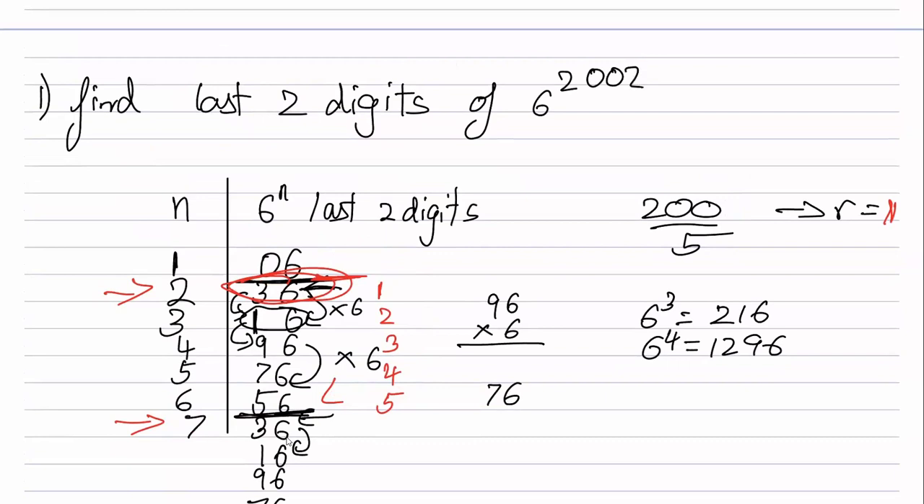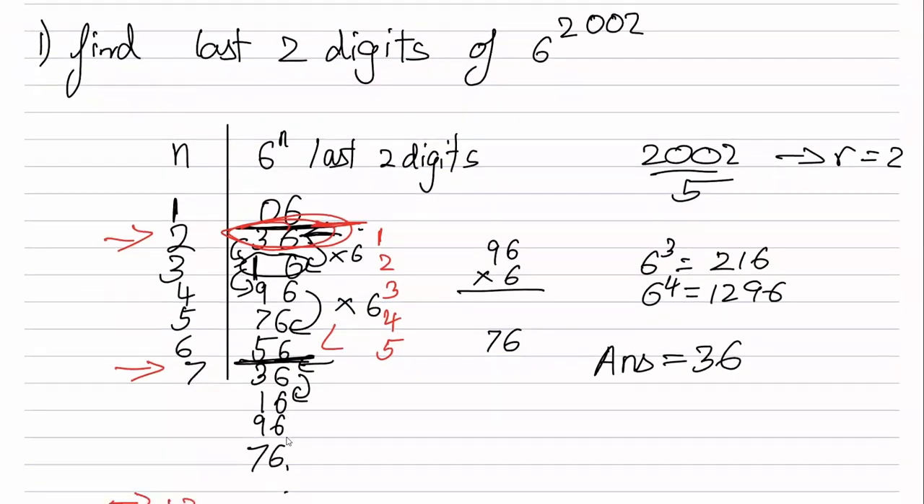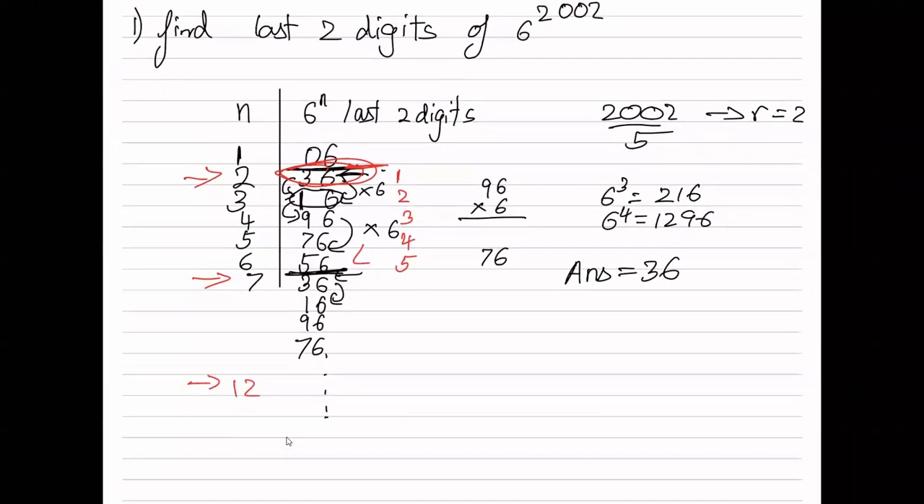Okay, so this is 2002 only and the remainder is 2. We go to the second place. The answer is 36. Okay, I hope no one has doubt over here.